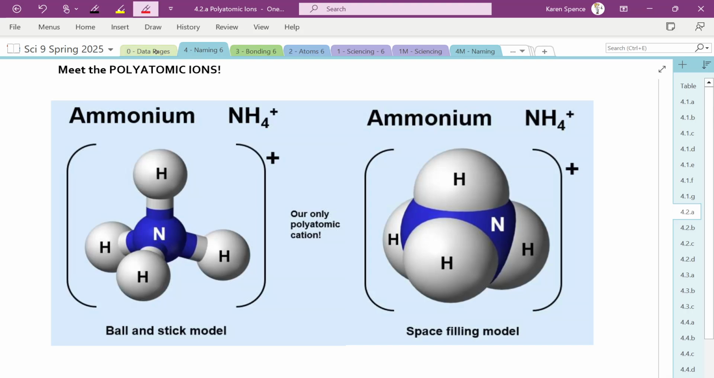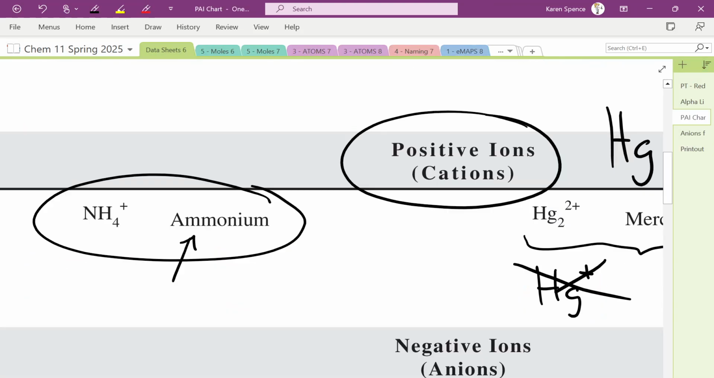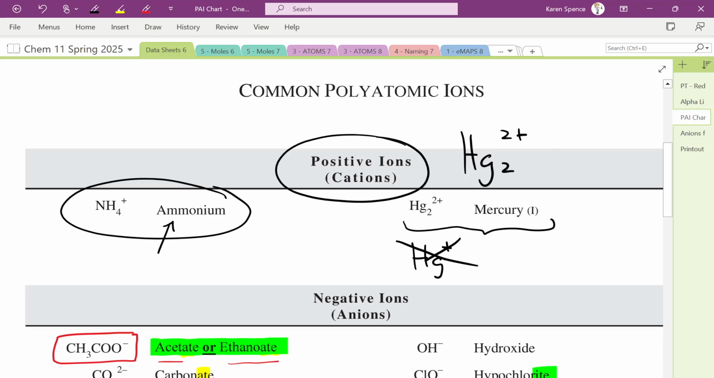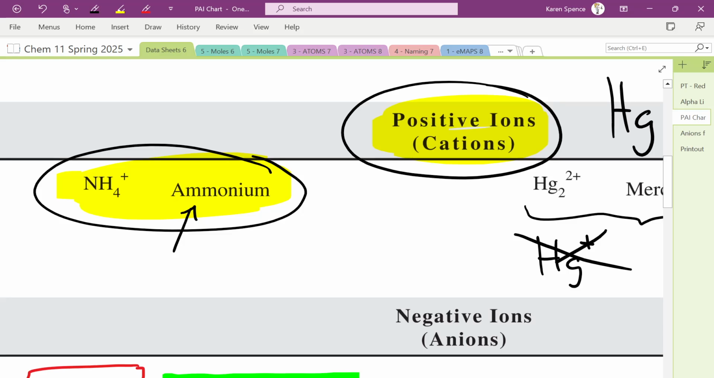Okay, so if we look on here, you can see up in our positive ions on your green sheet, over on the left is ammonium, and that's NH4+. If you listen to the last name, ammonium, it's got that ium ending. Can you think of any other elements that end in ium?